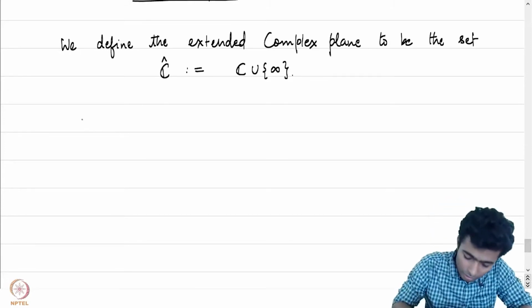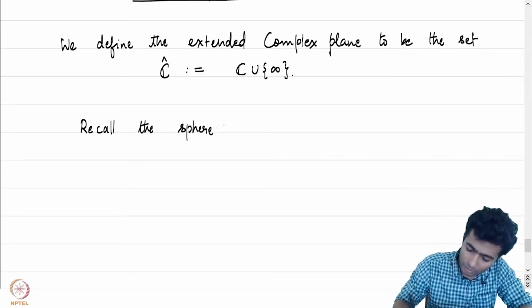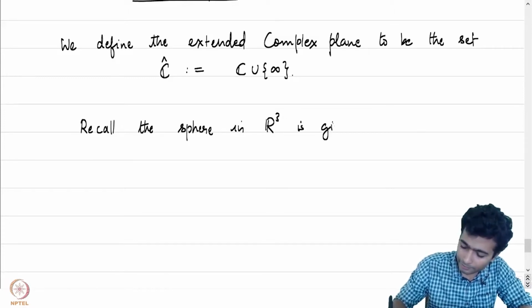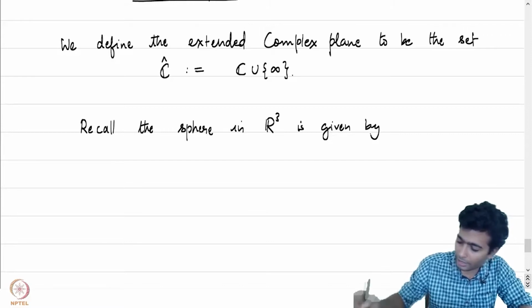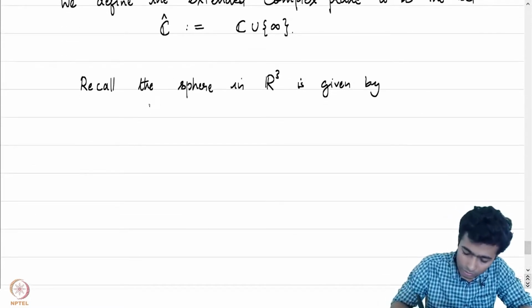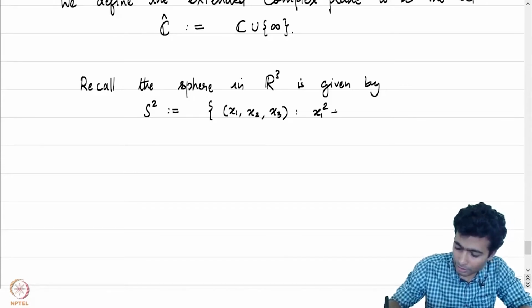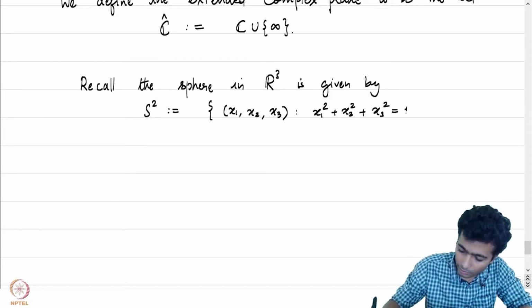So, recall that the sphere in R3 is given by just the higher dimensional analog of the unit circle. Let's denote it by S2. This is the set of all x1, x2, x3, such that x1 square plus x2 square plus x3 square is equal to 1.